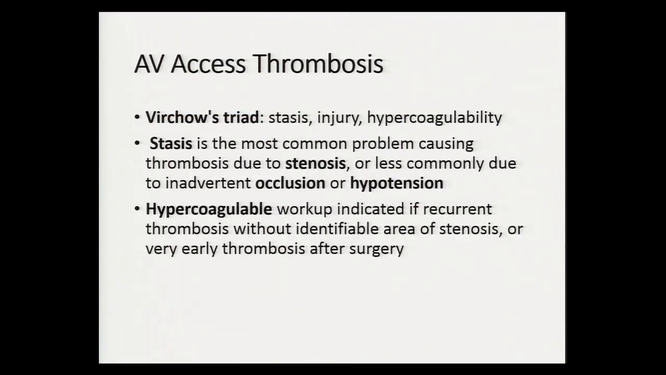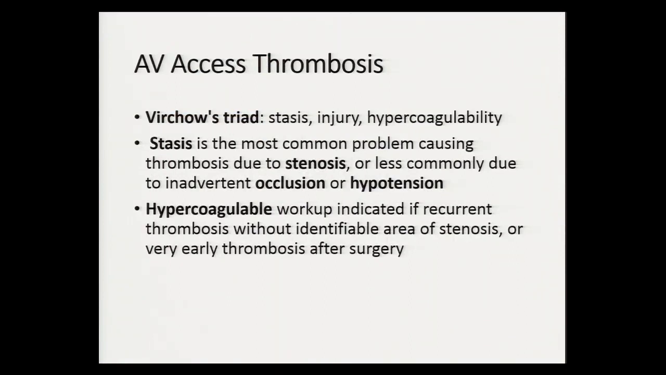So the classic triad, Virchow's triad for thrombosis, would be blood stasis, endothelial injury, and hypercoagulability. Actually, in dialysis access, stasis is the most common reason for thrombosis, due to stenosis somewhere along the length of the access. Less commonly, if there's inadvertent occlusion, for example, the patient sleeps on the arm, or somebody puts a blood pressure cuff on that arm, sometimes hypotension can cause clotting. A period of decreased blood flow through the access will cause clotting.